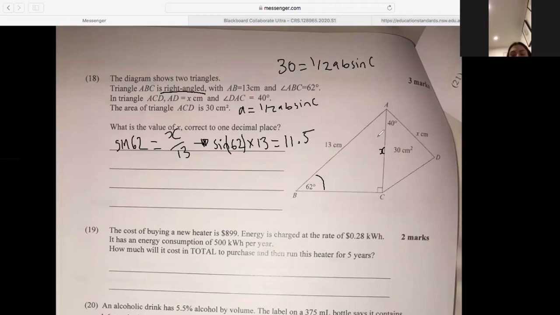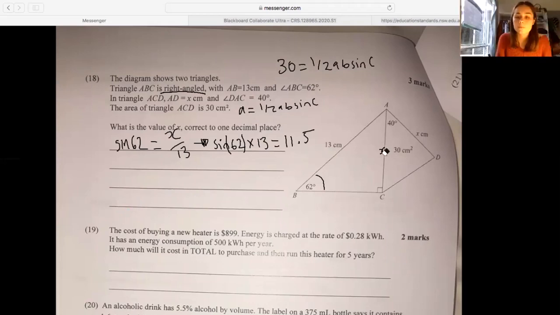Okay, so now we know what x equals. Let me write that in, 11.5. And so now we can do this part. We can sub this part in.